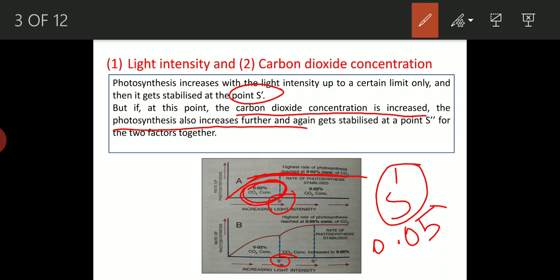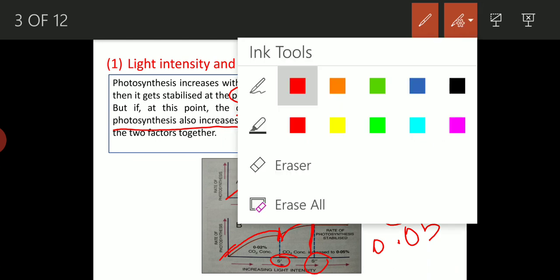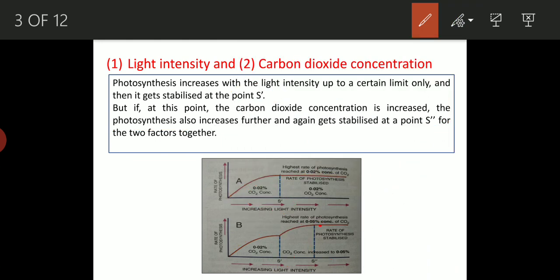See, in the next graph, here the photosynthesis is increasing, but up to a certain limit S prime. Now, after that, if carbon dioxide concentration is increased from 0.02 to 0.05%, then there is another increase in the rate of photosynthesis. Again, till a point which is S double prime. And after that, the rate of photosynthesis becomes stabilized.